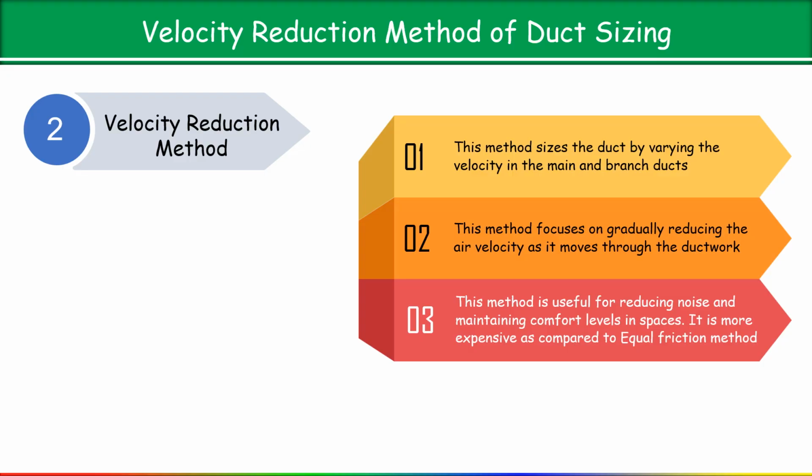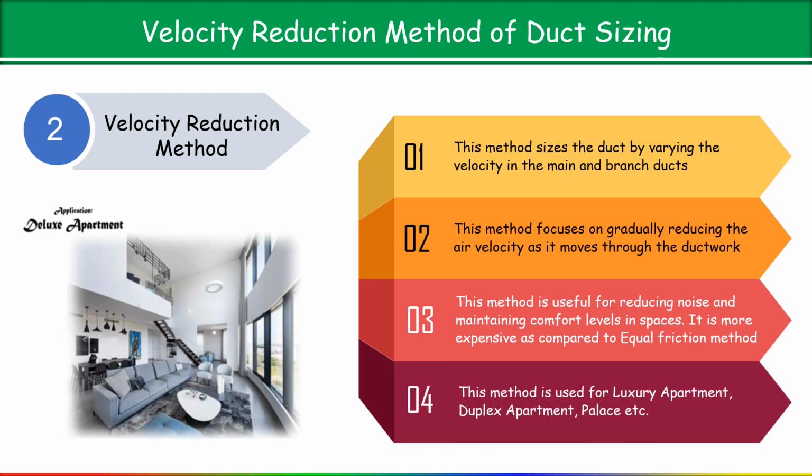But one thing you have to remember: always use the velocity reduction method in applications where cost is not an issue. If you are designing a luxury apartment, duplex apartment, or palace, the cost is not an issue. So here you can go for this velocity reduction method, because this method is expensive as compared to the equal friction method. It is given here where we have to use this method: luxury apartment, duplex apartment, palace, etc.